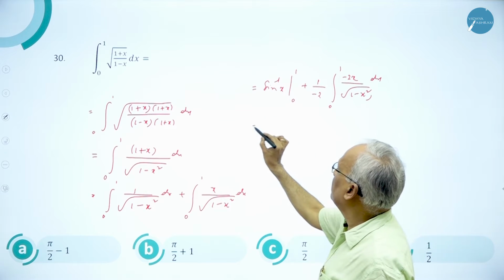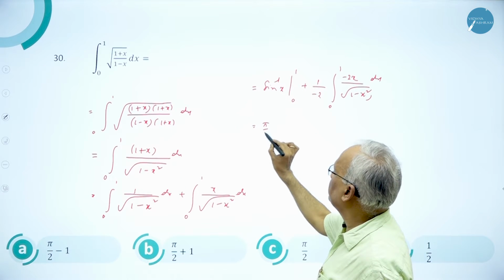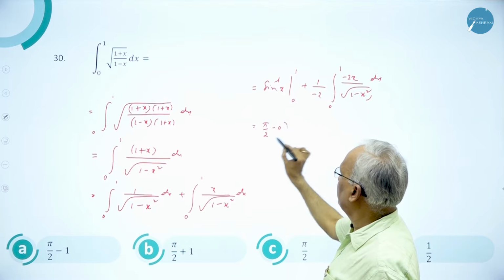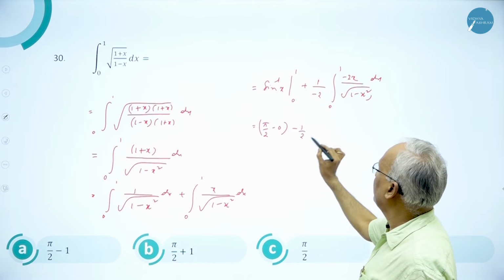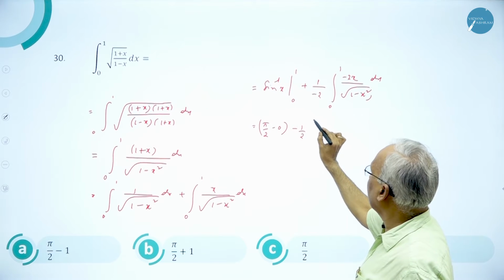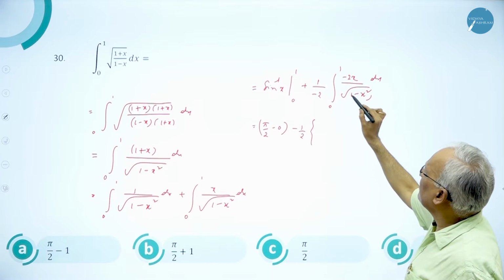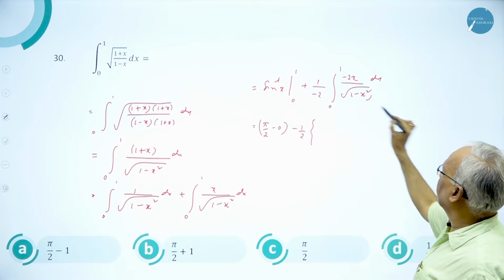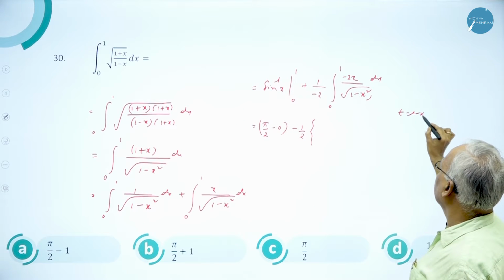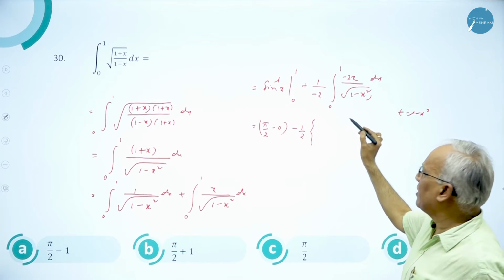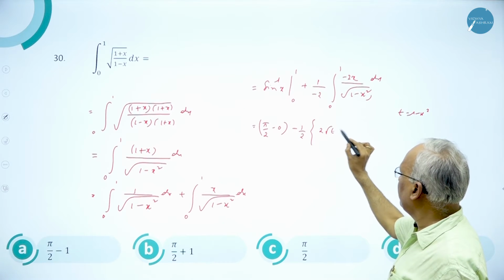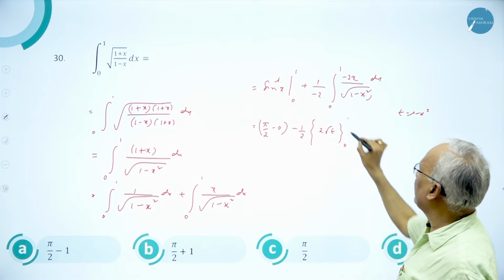So this is equal to sine inverse 1 is pi by 2 minus sine inverse 0 is 0, that is pi by 2. And now write carefully here, minus half into integral of this. I need not write the substitution t equal to 1 minus x squared, all that. I just do it mentally. This is dt by root t. What is dt by root t? 2 root t. You can substitute for t directly and then write 0 to 1.